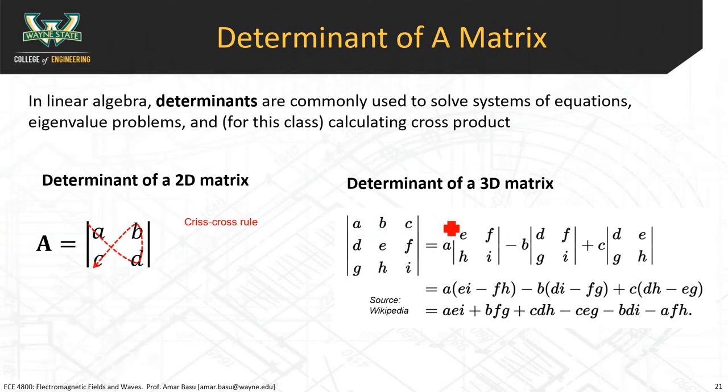Yeah, so just remember that this one is positive, this one is negative, this one is positive, and you just alternate between them.